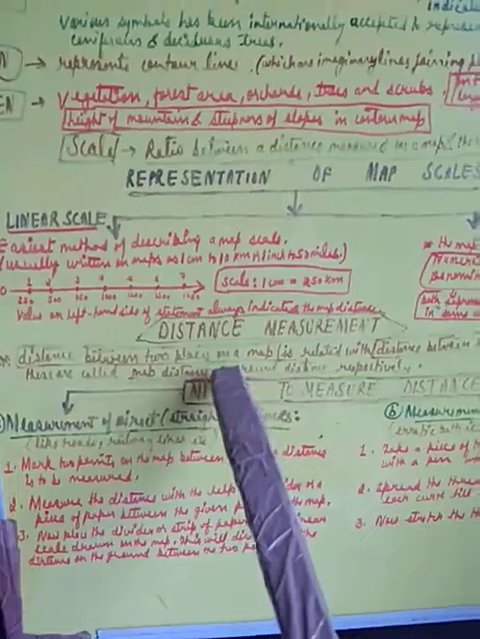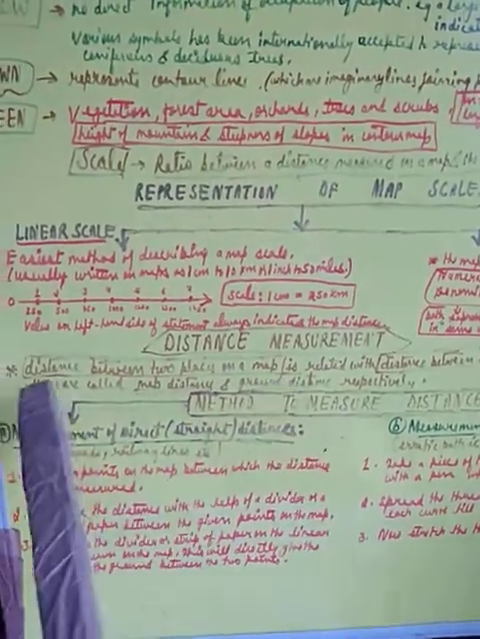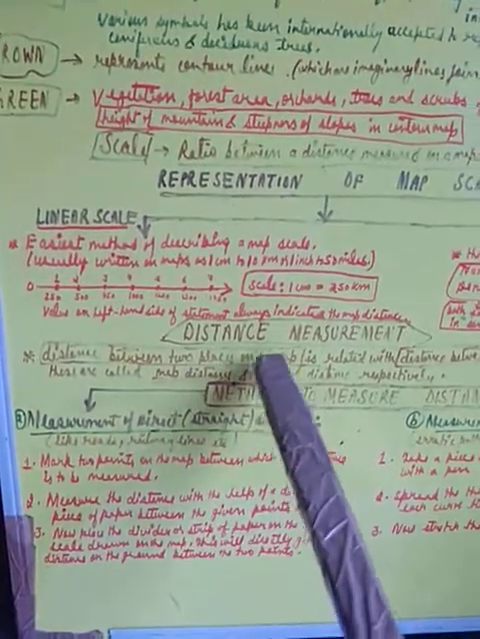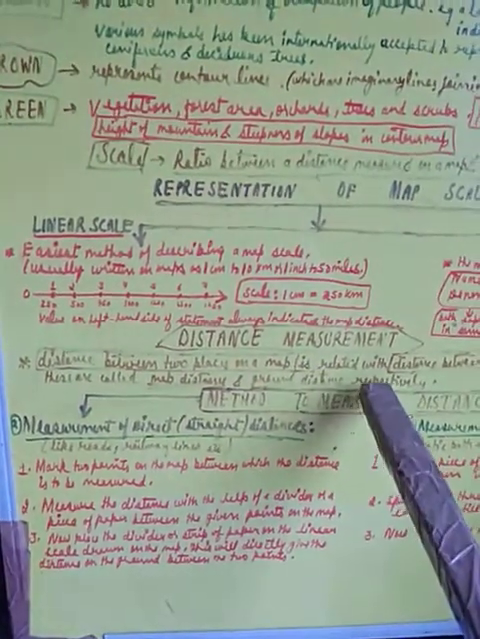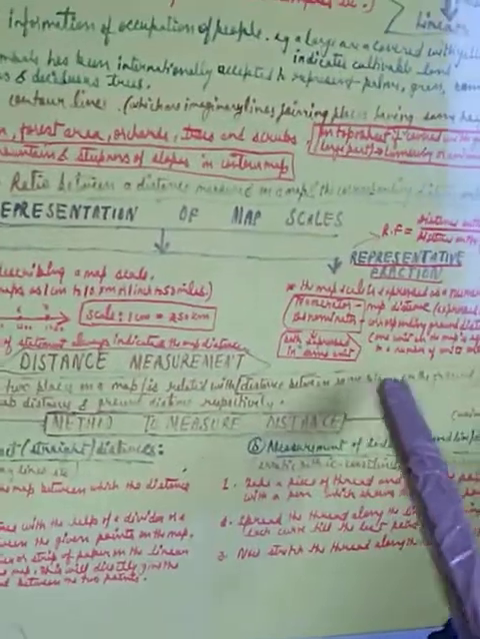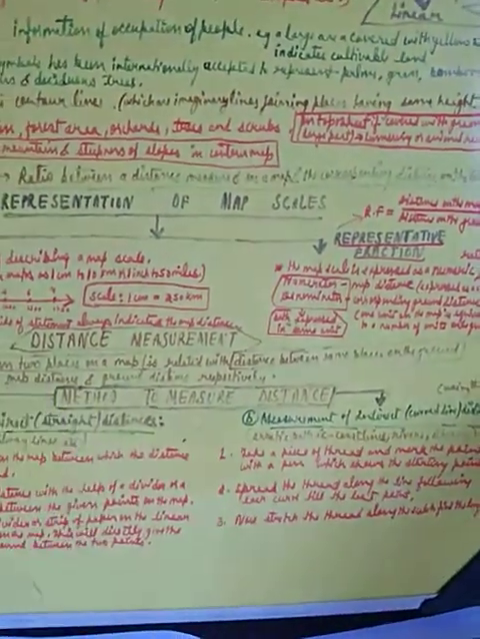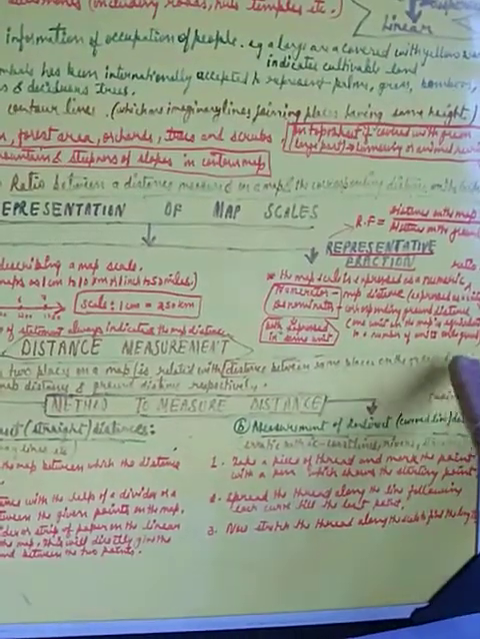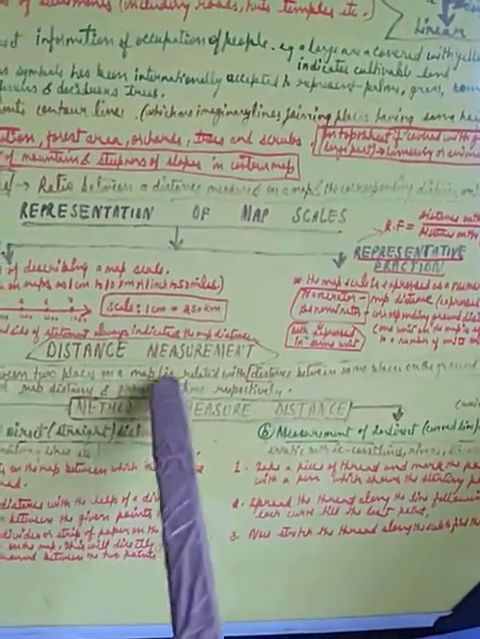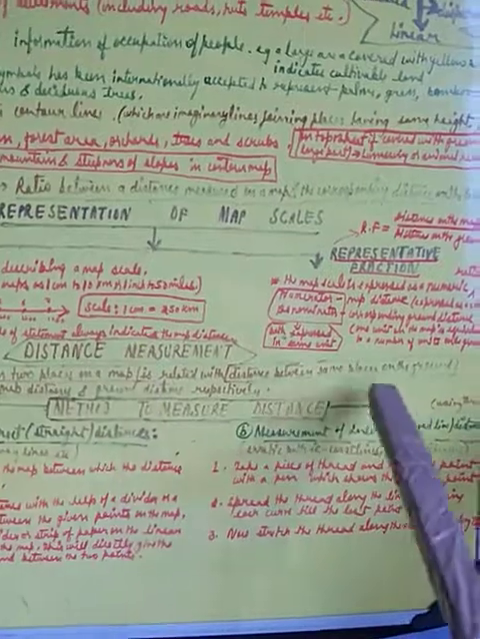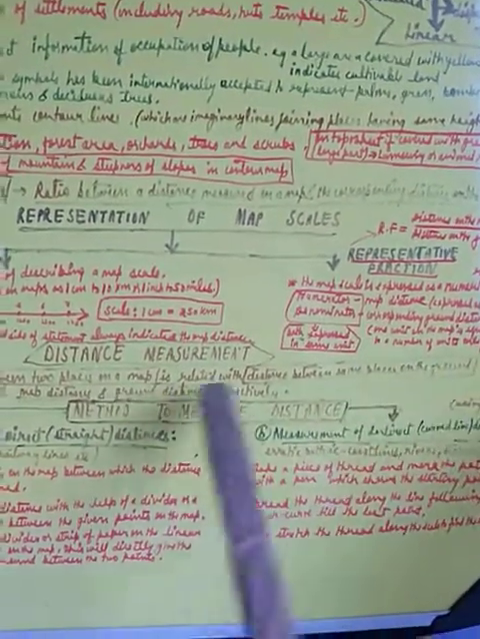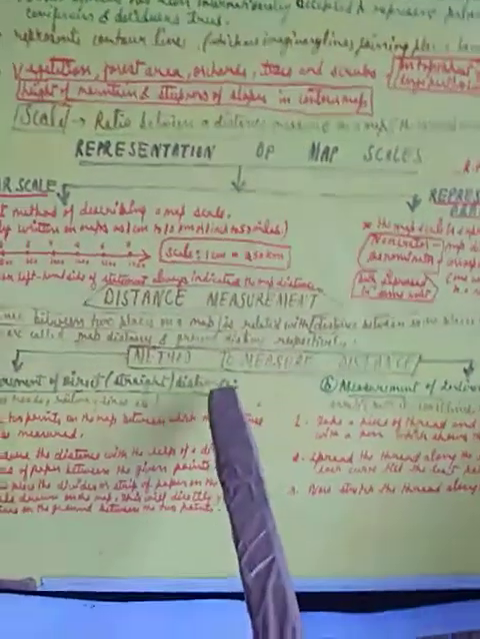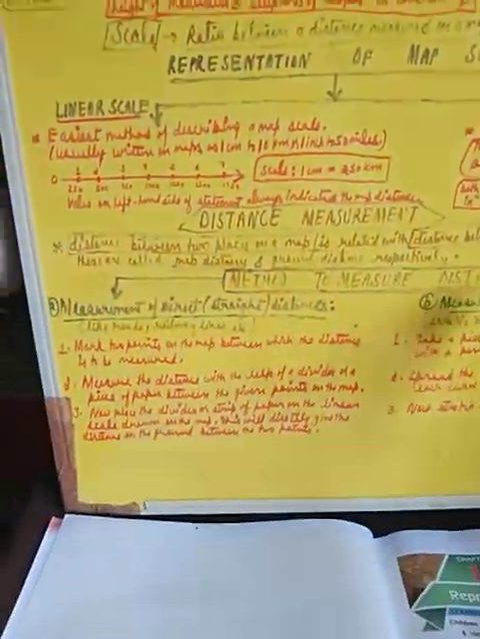Distance between two places on a map. Focus on this. Distance between two places on a map is related to the distance between the same places on the ground. We have two things here: distance between two places on the map, that means map distance, and the same places on the ground, that is ground distance. Okay. So we have two methods to measure distance.